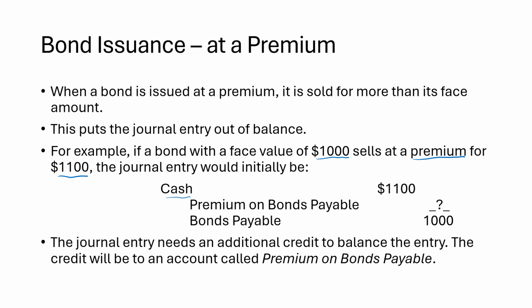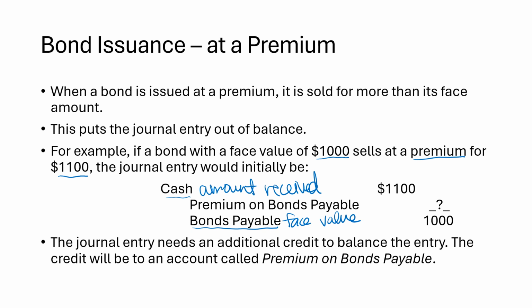You also have to record the liability, which is bonds payable. Bonds payable is always recorded at face value, and it stays that way. So bonds payable is the face value of $1,000. The cash that is debited is the actual amount received. And you can see that here because we're debiting cash for $1,100 and we're crediting bonds payable for $1,000. But if we just do those two steps, you can see that our journal entry is out of balance.